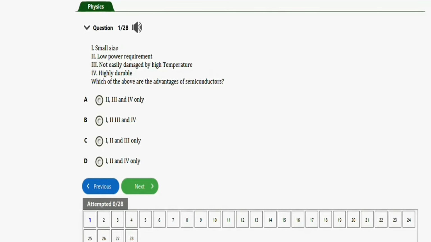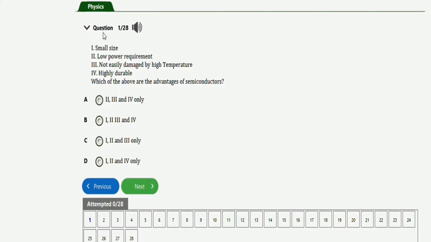In this video, we're going to learn how to deal with these JAMB Physics exam repeated questions under diodes in introductory electronics. So guys, we have 28 repeated questions to practice with in this video. So let's get started. The first question says, which of the above are the advantages of semiconductors?